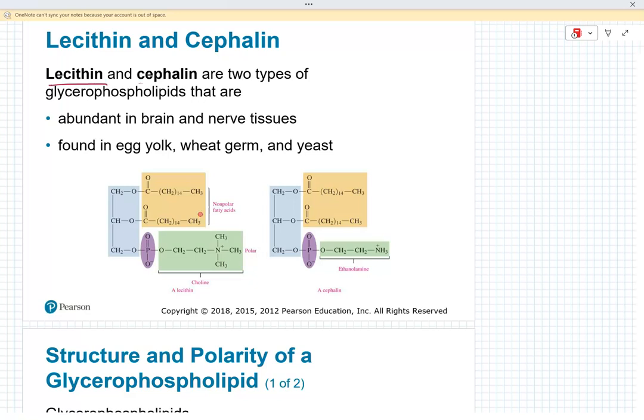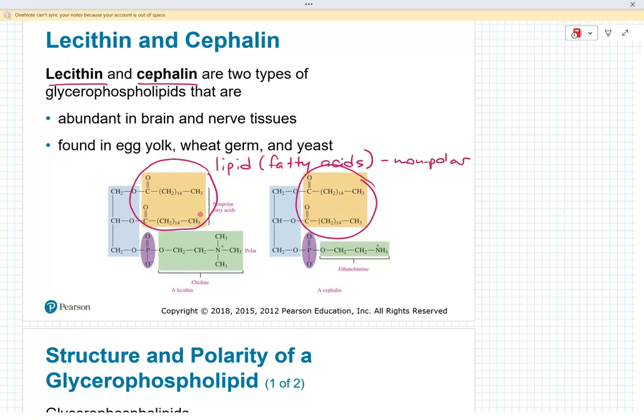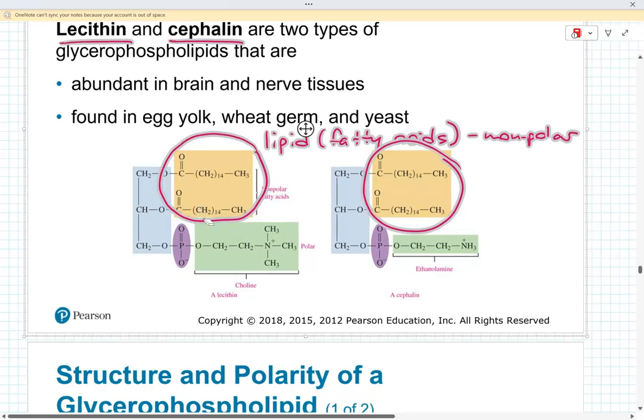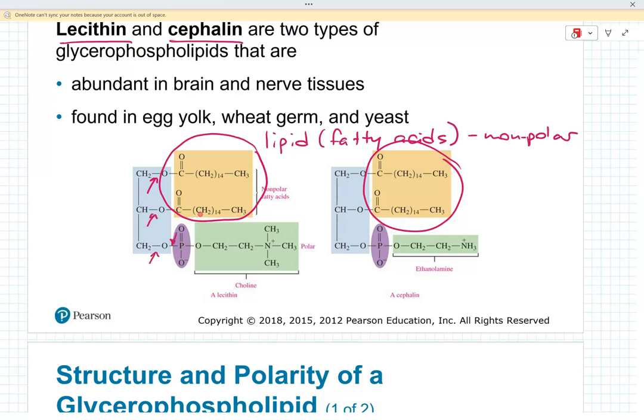So, lecithin and cephalin are two phospholipids. How do we know that they're phospholipids? So this is the lipid part. Okay? Right? Non-polar. Okay, if you look at this part, these bonds, fairly polar, right? This negatively charged is really polar. And choline and ethanolamine are fairly polar molecules as well. Do you follow my logic?